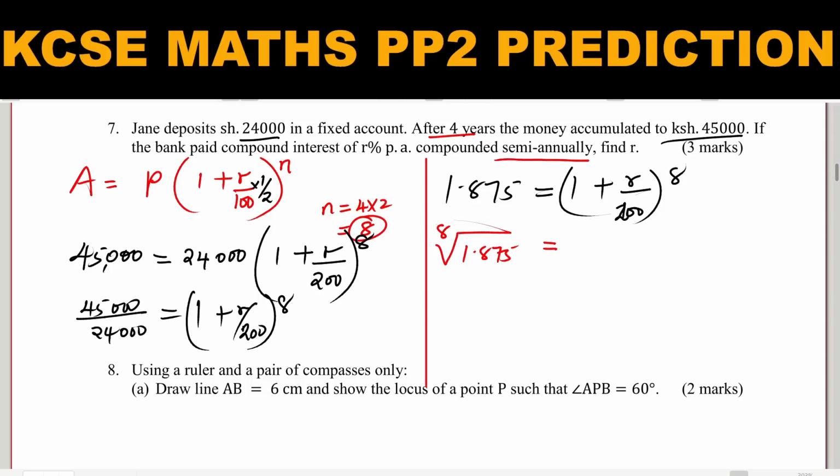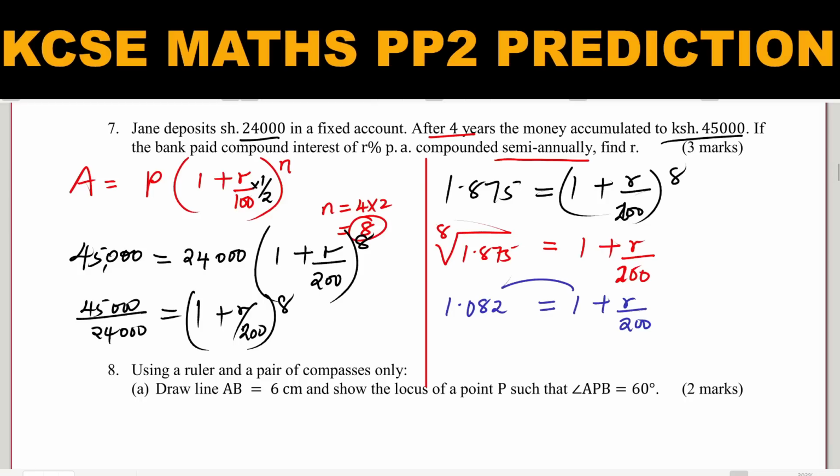So we shall have the 8th root of 1.875 is equal to, when you get the 8th root of the right hand side, you know you are trying to eliminate everything so that you can remain with r. So the 8th root of 1.875 will give 1.082. And then this will be 1 plus r over 200.